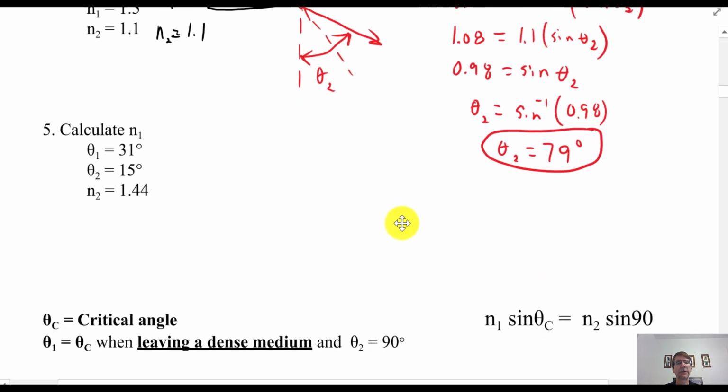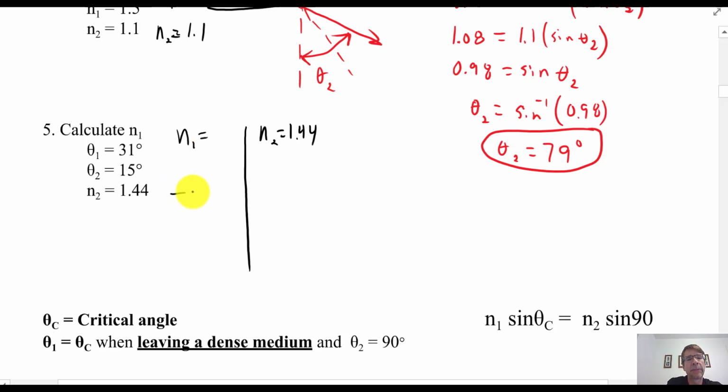All right, so let's go to this other one. Let's draw it. I mean, you don't always have to draw this. I'm going to draw a vertical line this time, just for something different. It says n sub 2 is 1.44, and we don't know what n sub 1 is. N sub 1 is unknown.